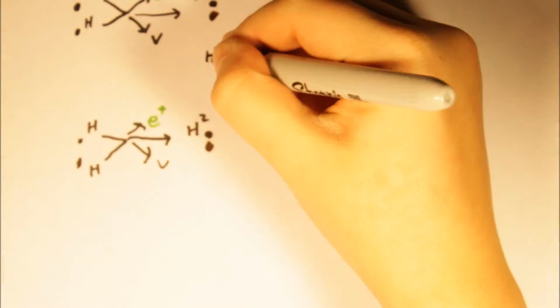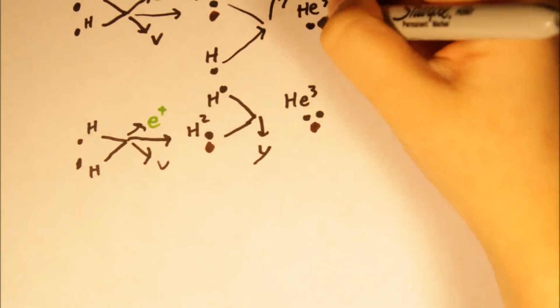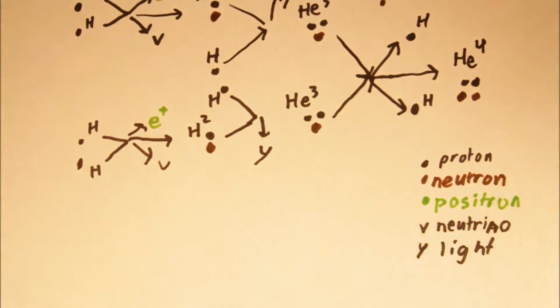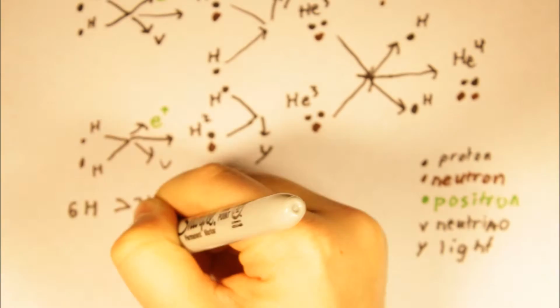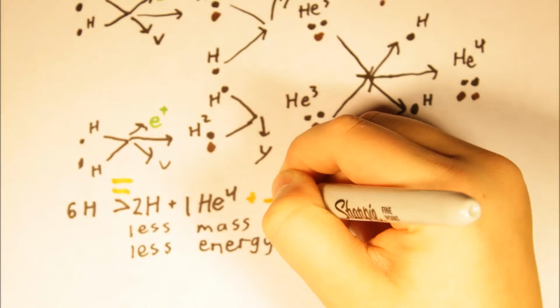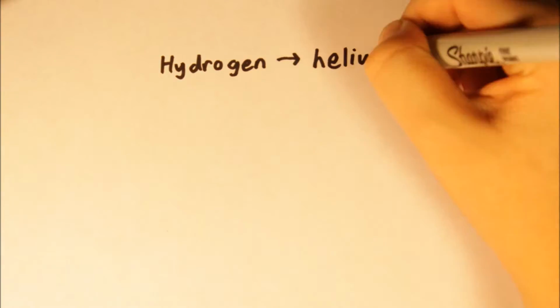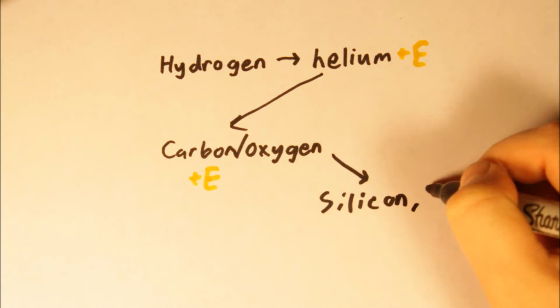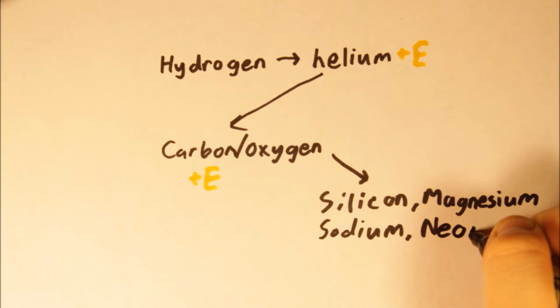Fusion is when two or more atoms smash into each other, creating a new atom. This new atom is less massive, therefore has less energy than the previous one, so the lost energy is released as light. Fusion of the star takes place as hydrogen converts to helium, helium into carbon and oxygen into silicon, magnesium, neon, and sodium, and then those convert into heavy metals.